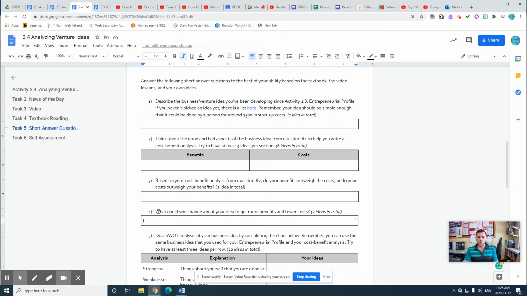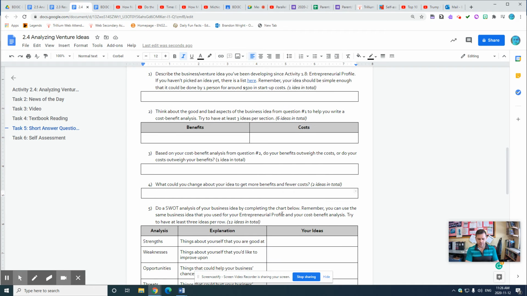Number 4, what could you change about your idea to get more benefits and fewer costs? For example, if you're a snow shoveling business, how do you make money in the summer months, in spring? It's really hard if there's no snow, right? What if you change your business idea to lawn care in the summer? So you do grass and snow. That way you can make money all year round and there's no down period where you're just basically doing nothing.